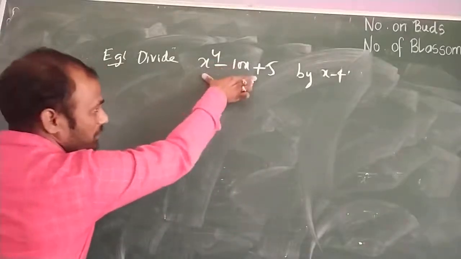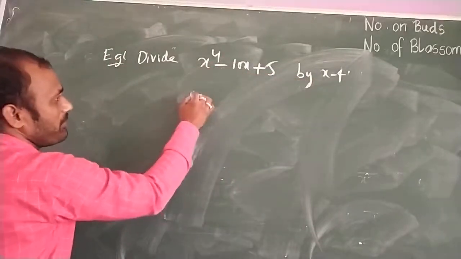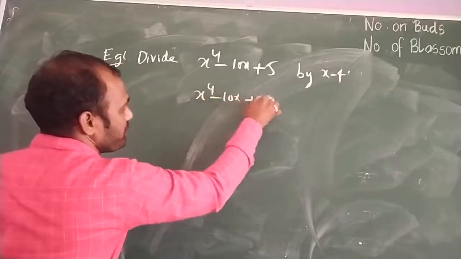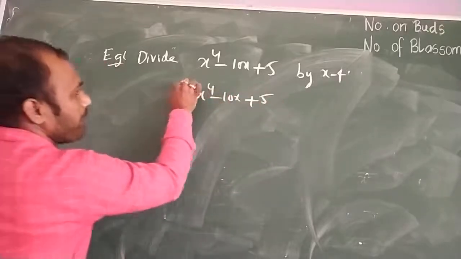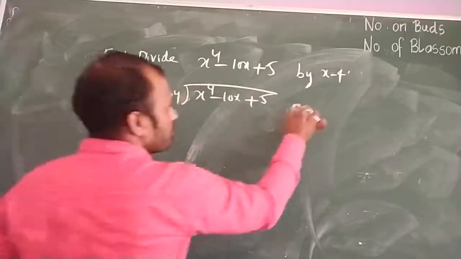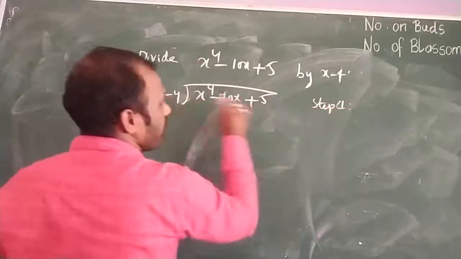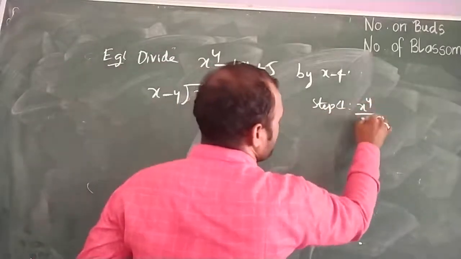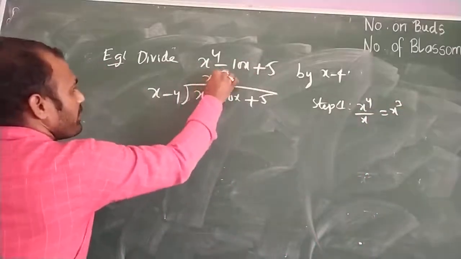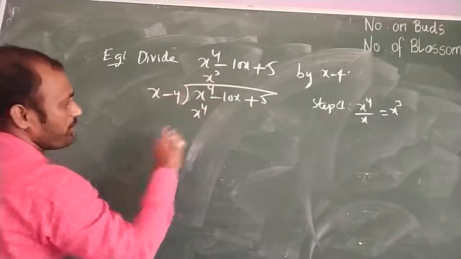So this is the φ(x) polynomial, that is the g(x) polynomial. Let me write φ(x) first: x⁴ − 10x + 5, divided by x − 4. Step 1: x⁴ divided by x is x³. So x³ into x gives x⁴ − 4x³.